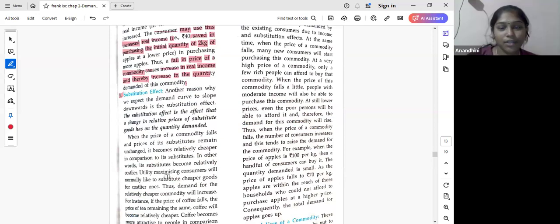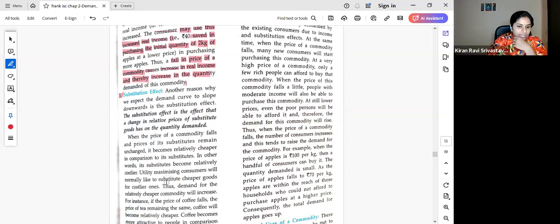Tea, coffee. Pepsi and Coke, tea and coffee, Mirinda and Fanta, Slice and Maaza are substitutes. So how the substitution effect helps is also a reason for the downward sloping of the demand curve. Another reason why we expect the demand curve to slope downwards is the substitution effect.